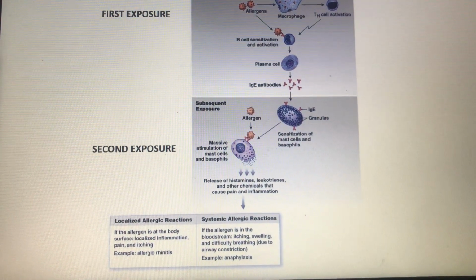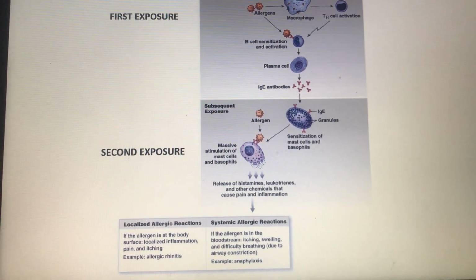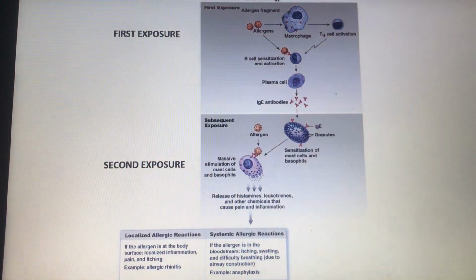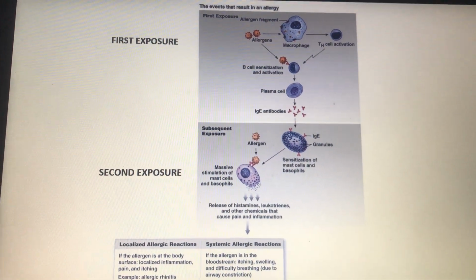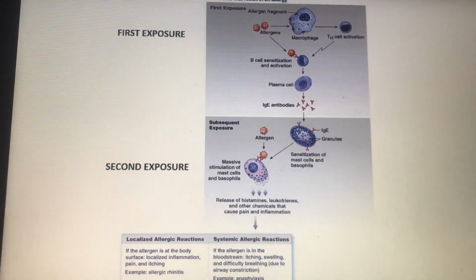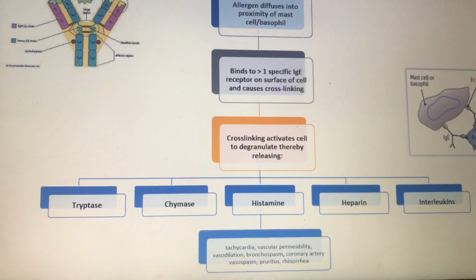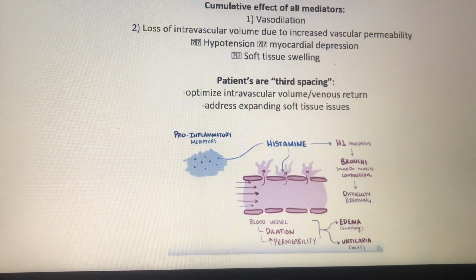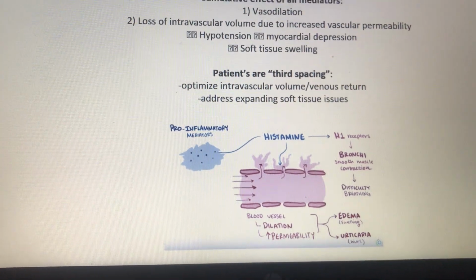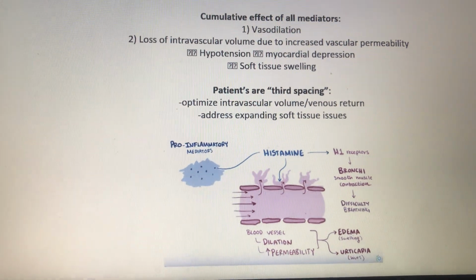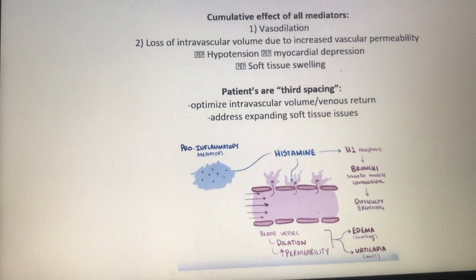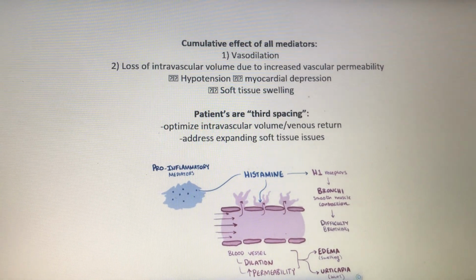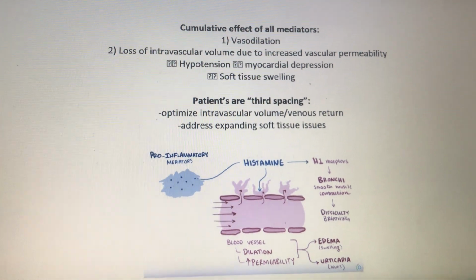There will be a localized allergic reaction or a systemic allergic reaction. Localized is, for example, allergic rhinitis. Systemic is really the anaphylaxis. So once the cumulative effect of all the mediators occurs, they can cause vasodilation if it's systemic, which can lead to hypotension and myocardial depression.